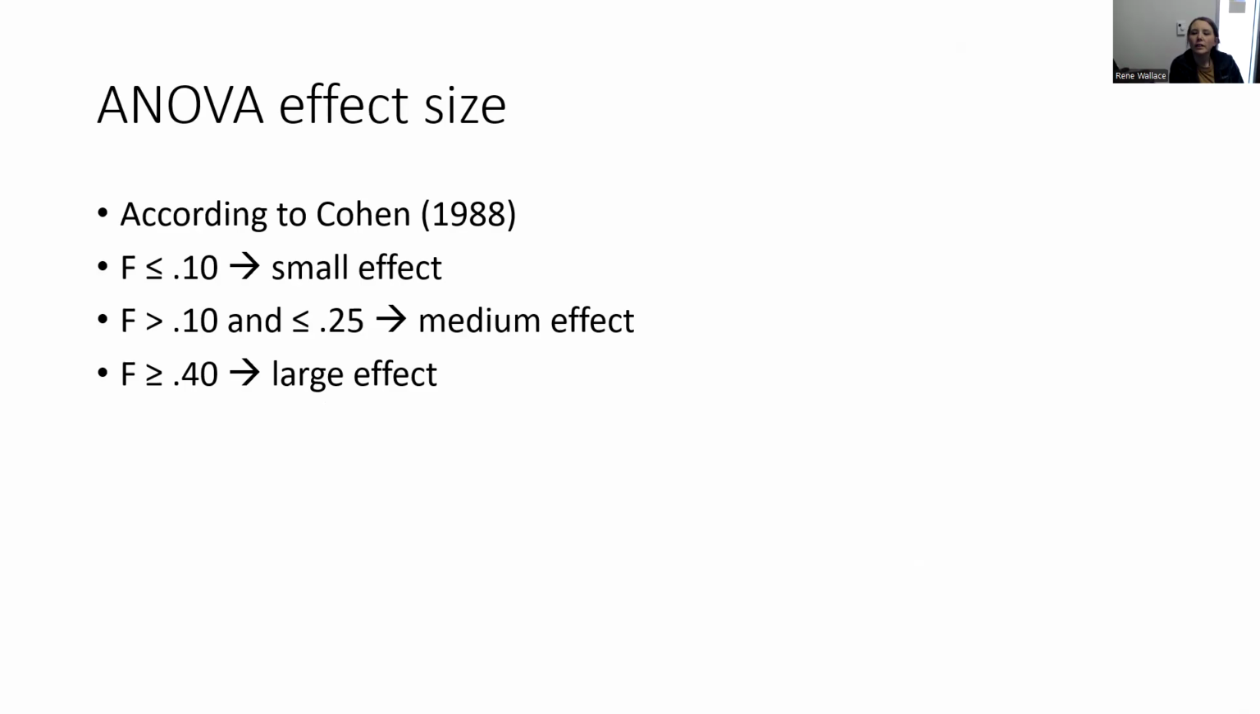So according to Cohen, if we have an F-stat smaller than 0.10, there's a small effect. An F-stat larger than 0.10 but smaller than 0.25, we say it's got a medium effect. And then an F-stat larger than 0.4, we're saying there's a really large effect.